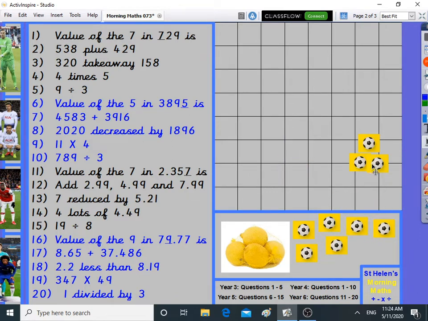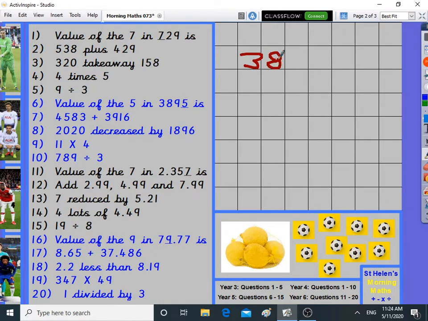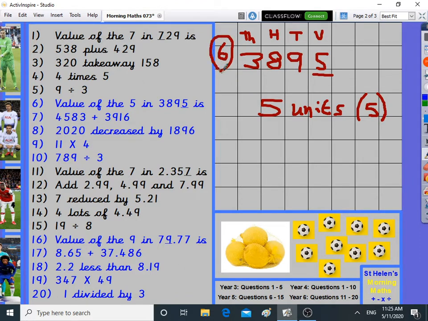Question 6, the value of the 5 in 3,895. Well, it's just in the units column, isn't it? Units, tens, hundreds, thousands. But it's in the units column, 5 units. Or you could say 5 ones, because ones are units. As a digit, just 5. So that was question 6. We'll just put the question numbers on. Question 6, and we're on to question 7.